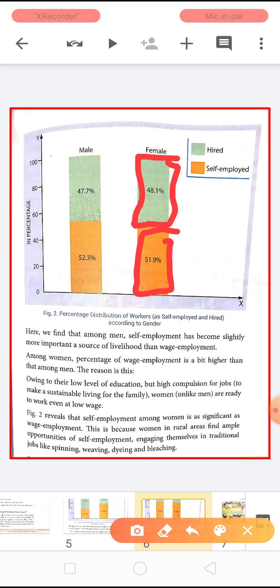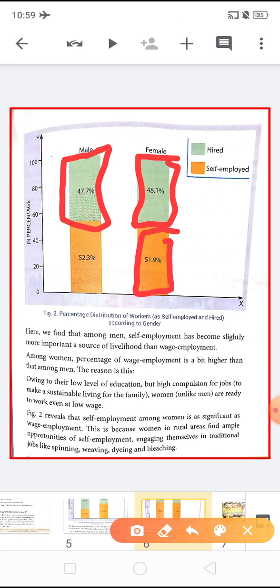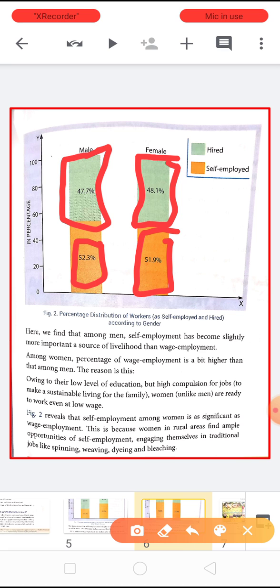But if you see the male category who are working in the urban areas, now 47.7% people are the hired workers, whereas 52.3% are the self-employed people who are working in the urban areas.